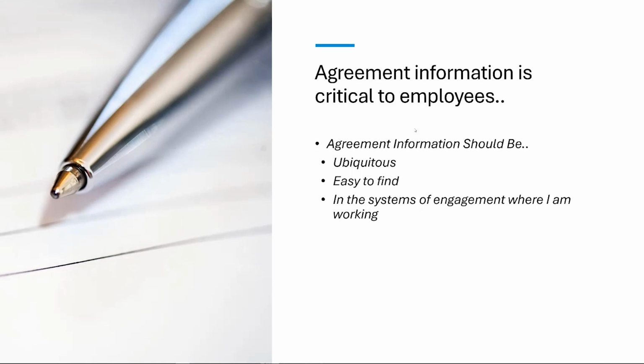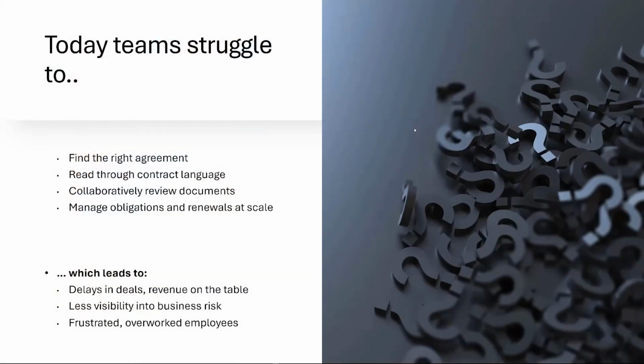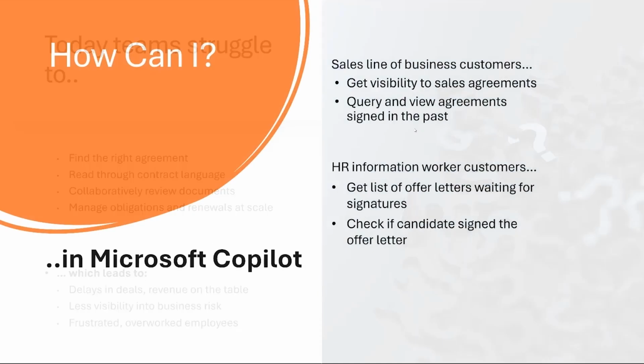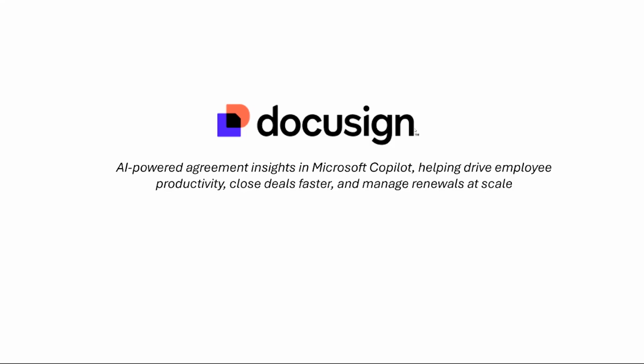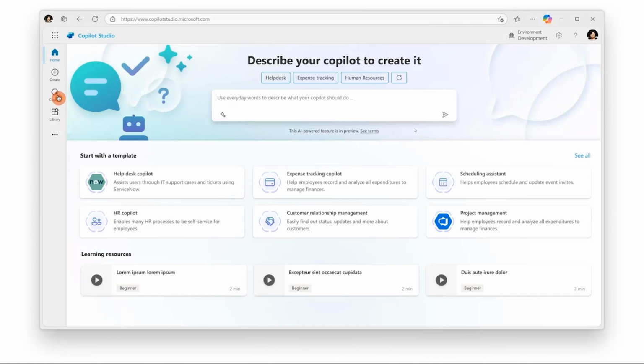This information should be easily accessible within the systems we use daily. However, many struggle to locate, collaborate on, and manage agreements efficiently. This results in deal delays, redundant tasks, and decreased productivity. The common challenge we encounter is, how can our sales team seamlessly access their sales agreements within their productivity suite? Thanks to independent software vendors and partners such as Docusign, who are solving this problem for customers with AI-powered agreement insights and Microsoft Copilot within the applications where we work.